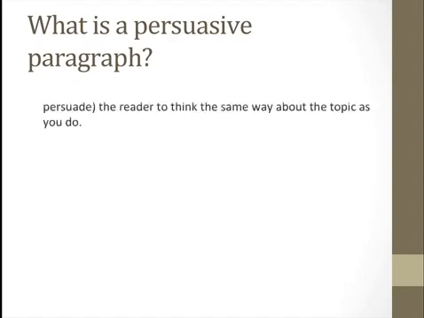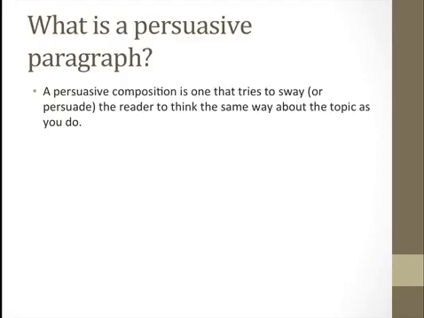First of all, let's talk about what a persuasive paragraph is, and more to the point, what persuasion is. A persuasive composition is one that tries to sway or persuade, or another word is convince, the reader to think the same way about the topic as he or she does. So in other words, the word persuasion or to persuade means to convince somebody, to bring them around to your point of view. And when you think about it, if you go beyond just writing, we try to convince people or persuade people of our point of view every day.